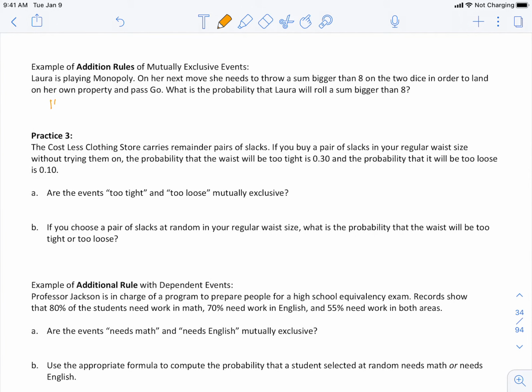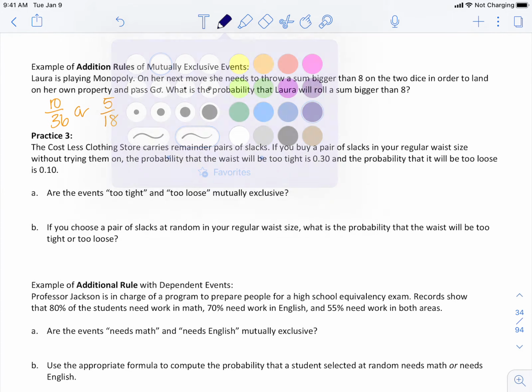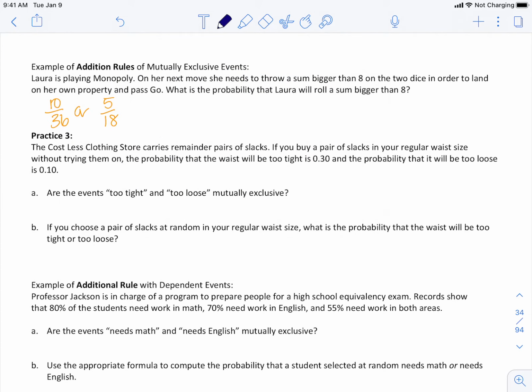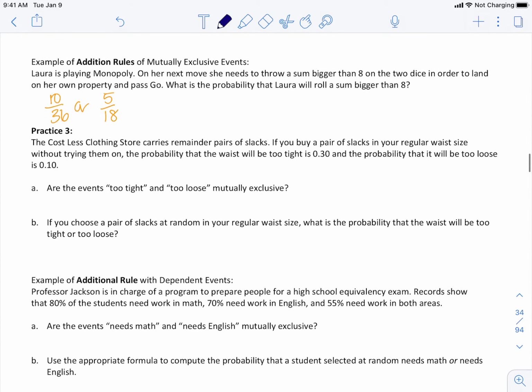So it's 10 out of 36, or 5 out of 18. The Cost Less clothing store carries pairs of slacks. If you buy a pair of slacks in your regular waist size without trying them on, the probability that the waist will be too tight is 0.3, and the probability that it will be too loose is 0.1. Are the events too tight and too loose mutually exclusive?